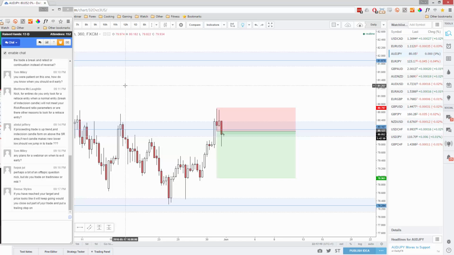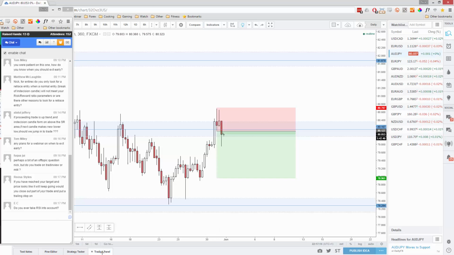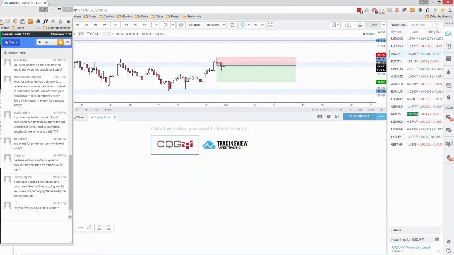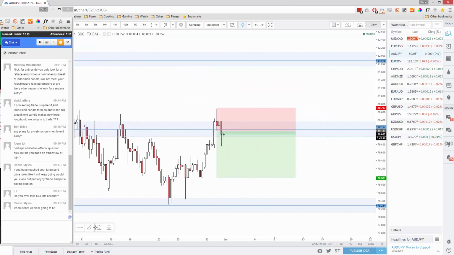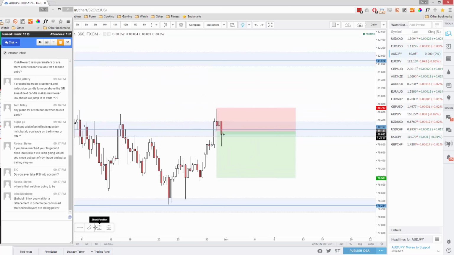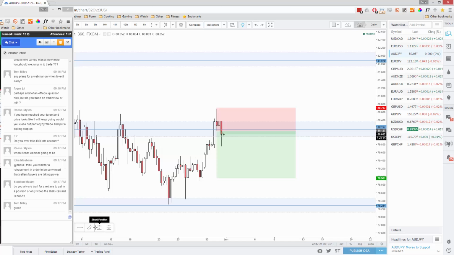Do I trade on TradingView? No, you can't really trade on TradingView. They do have a trading panel with this broker here, but I've never really looked into it. I don't trade with MT4 either. Currently I'm actually trading with a custom platform. Proprietary. I can't say that word right now. Webinar is going to be next month.